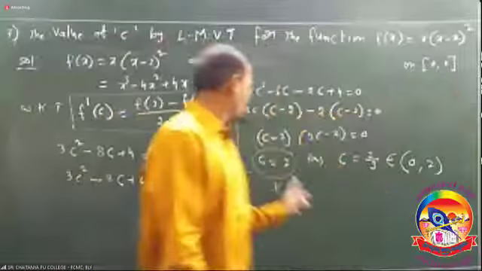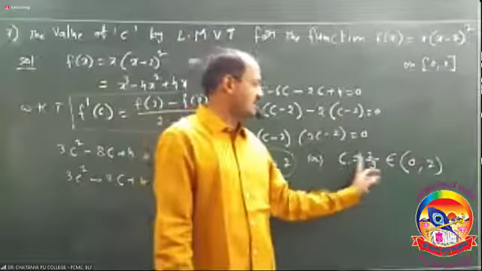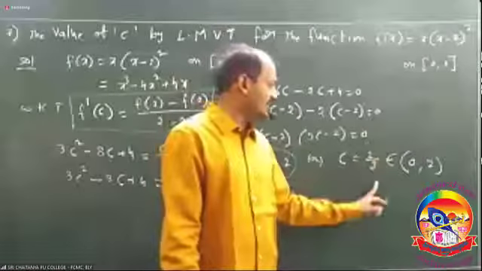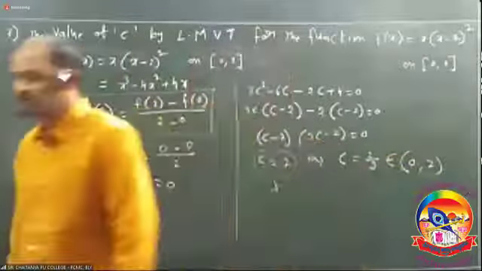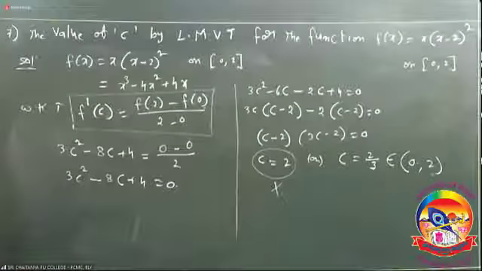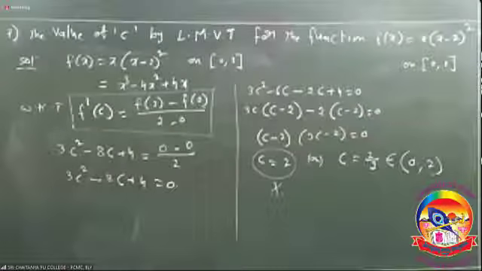So 2 does not exist. Only the c value 2 by 3 exists. c is equal to 2 by 3, that is in between 0 to 2. So c equal to 2 by 3 only is the one correct answer. Okay, no? Right, next question, ma'am.